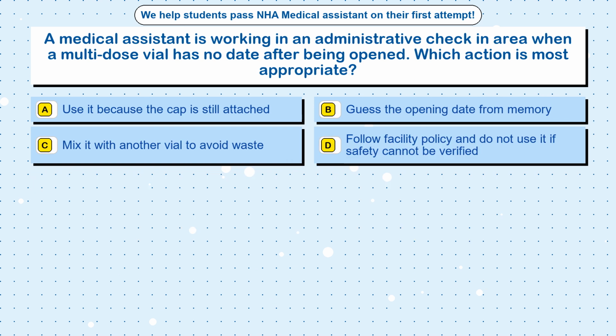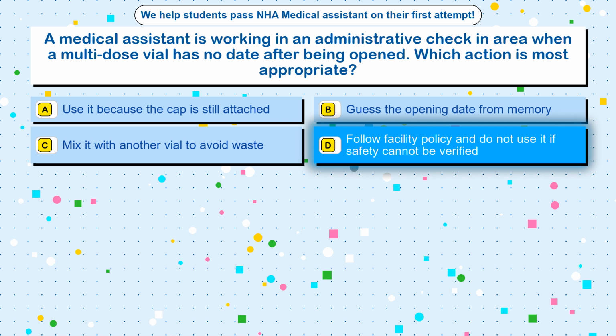Question 26. A medical assistant is working in an administrative check-in area when a multi-dose vial has no date after being opened. Which action is most appropriate? Option A. Use it because the cap is still attached. Option B. Guess the opening date from memory. Option C. Mix it with another vial to avoid waste. Option D. Follow facility policy and do not use it if safety cannot be verified. The correct answer is option D.